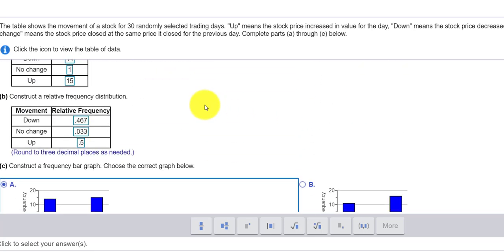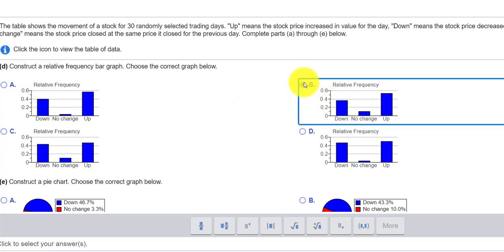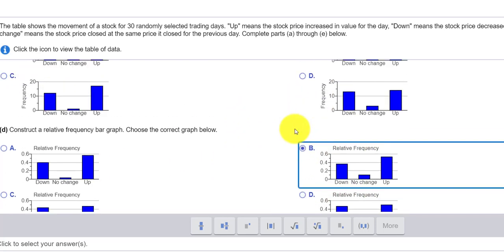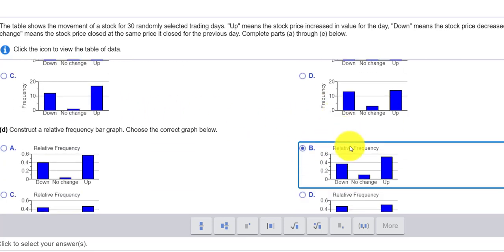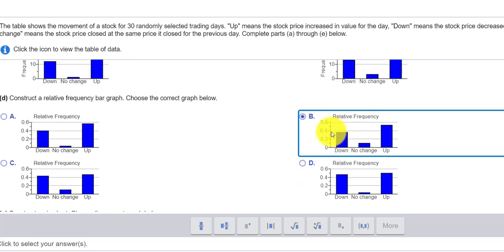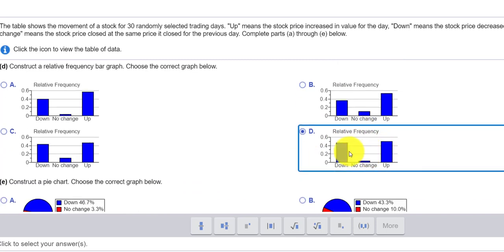And then what was our no change? Our no change was 0.033. So that would be way at the bottom. So let's just take one more peek. I think choice B is our... wait a minute, 0.46. So choice B is not it, right? It has to be greater than this 0.4. Choice D to me looks like it could be the winner.